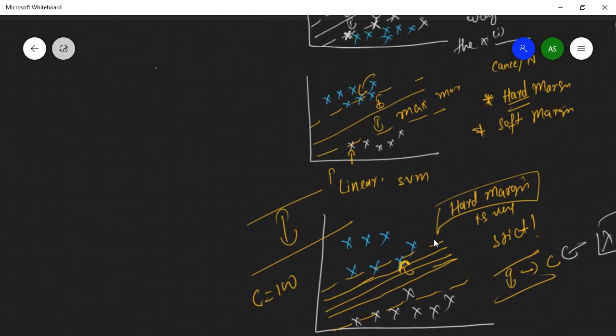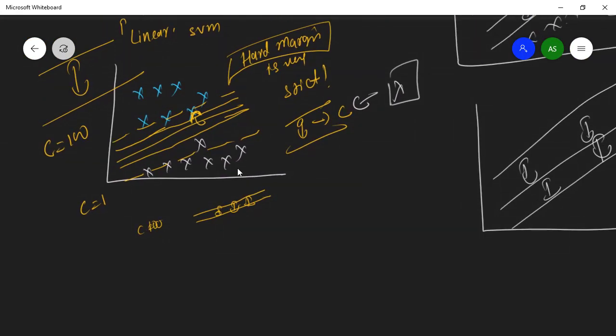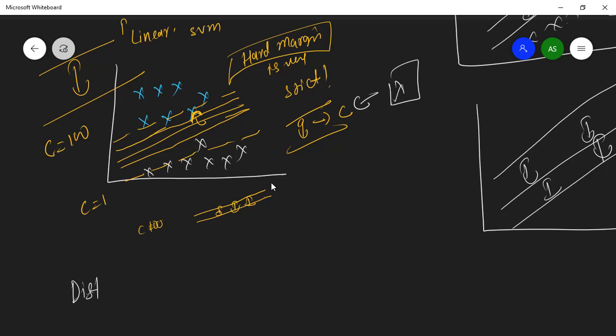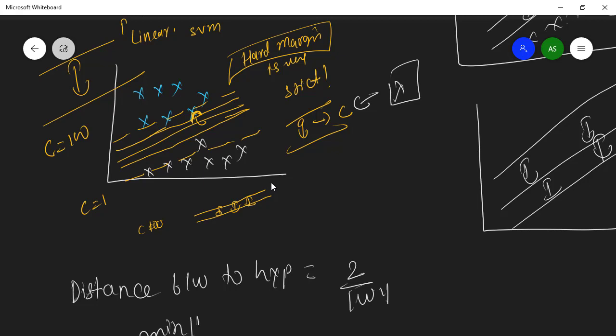So we can write an objective problem like this. The distance between two hyperplanes is 2 over the norm of W. So to maximize that margin, we want to minimize the norm of W, subject to yi times W transpose xi minus b greater than or equal to 1.